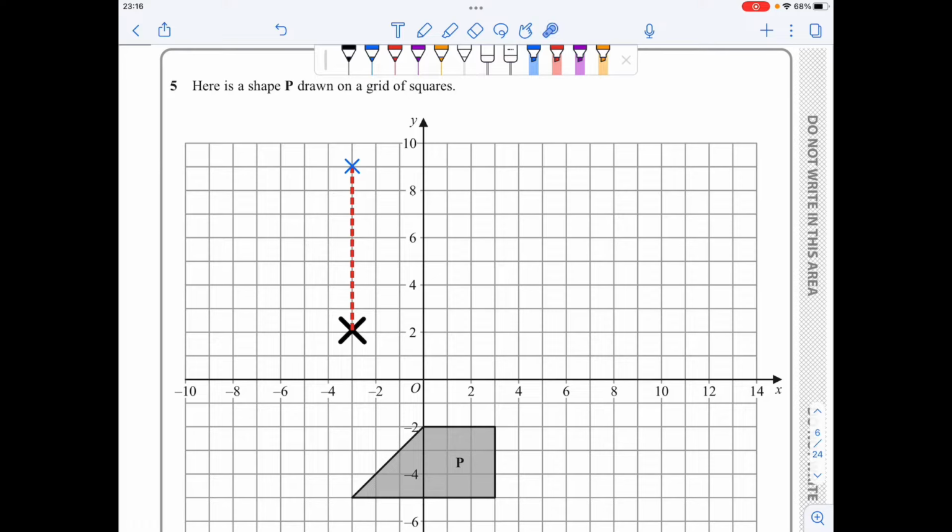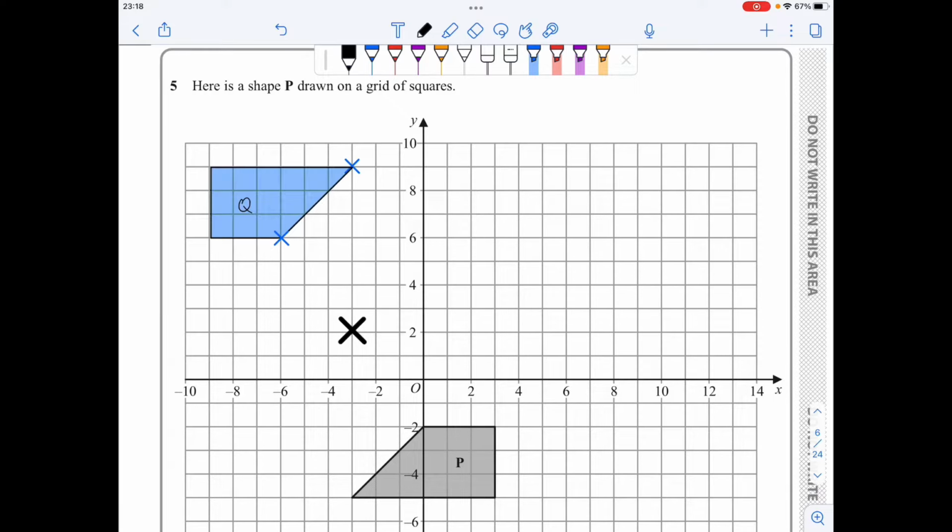For example, let's take this point here. This point is 3 units to the right, 4 units below the center. So if I rotate these red lines 180 degrees, they will end up 3 units to the left and 4 units up, like this. So here is another point on the shape. So now you can draw the rotated shape that looks like this.